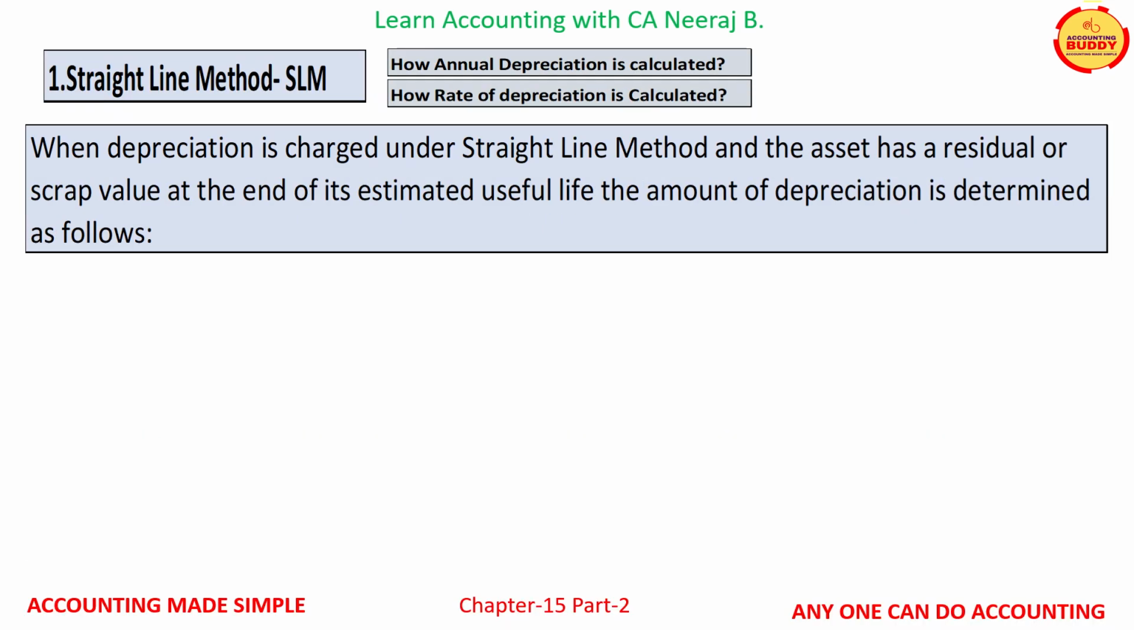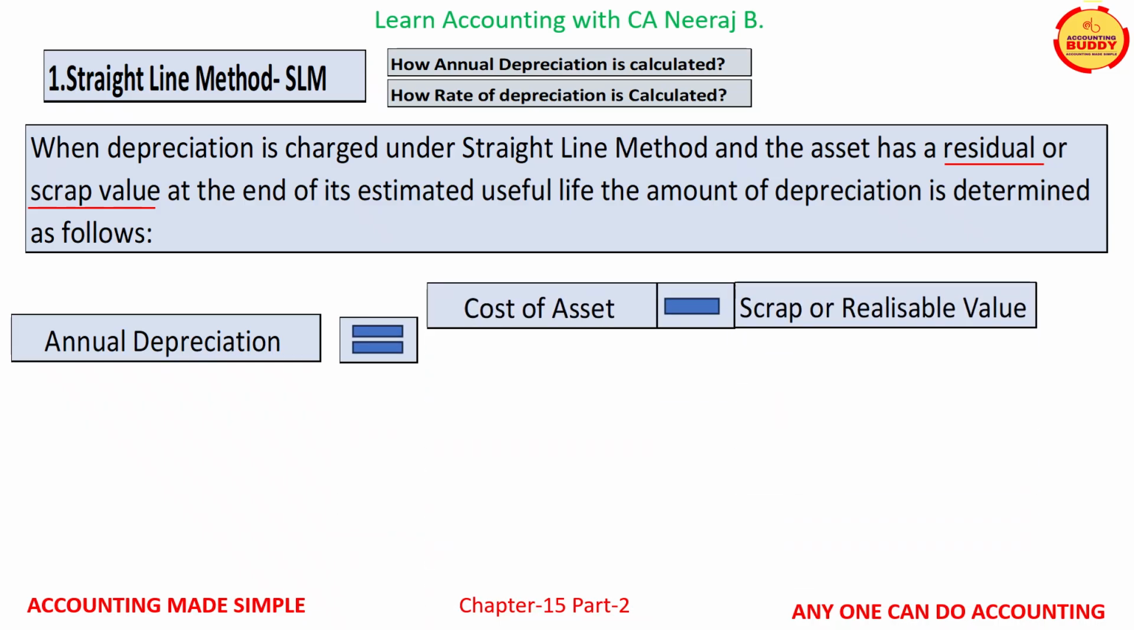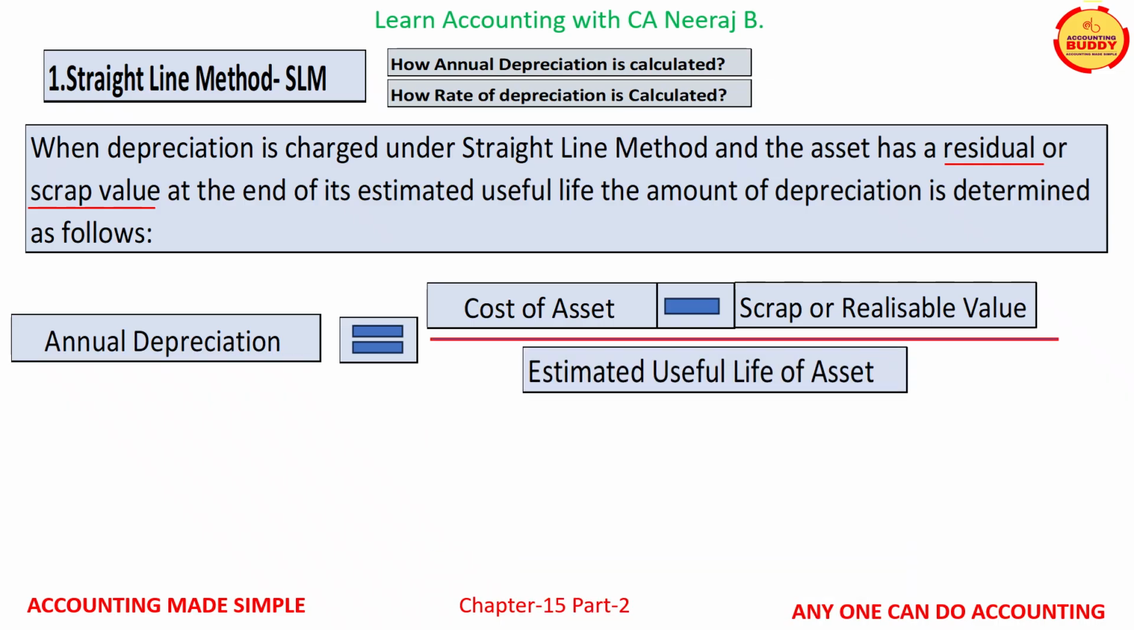When depreciation is charged under the straight line method and the asset has a residual or scrap value at the end of its estimated useful life, the amount of depreciation is determined as follows. Annual depreciation under straight line method is equal to cost of asset minus scrap or residual value at the end of the estimated life, divided by the estimated useful life of the asset.